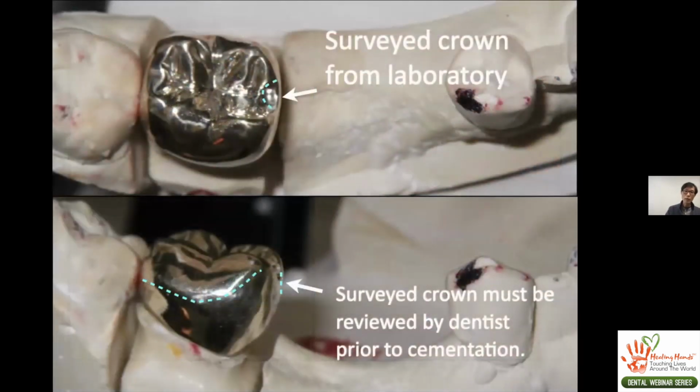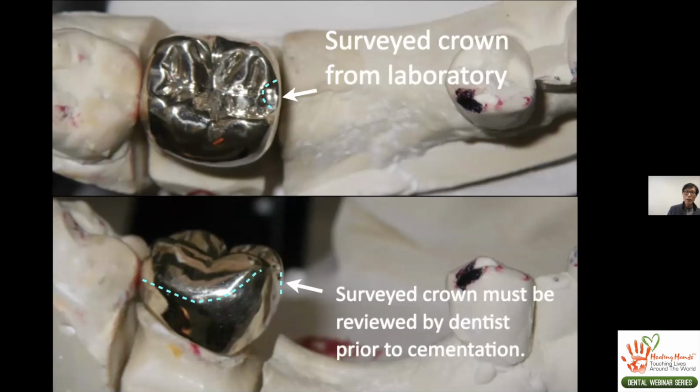This would be my last one. Very often, this is the way a surveyed crown is returned from the lab. Since this crown was surveyed by the lab technician, we like to trust it without looking at the details of the occlusal anatomy, also the facial and proximal axial surfaces, and we attempt to just cement it on.